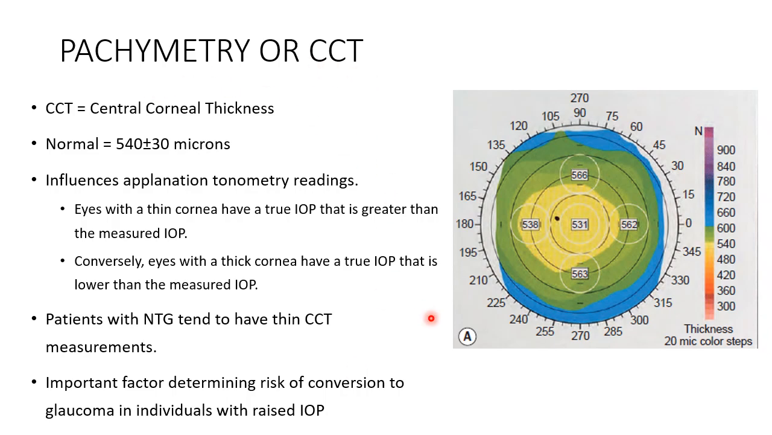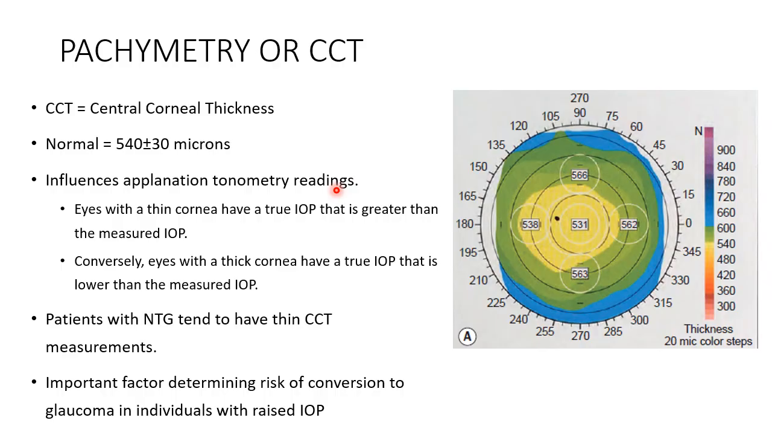Now, pachymetry or CCT, I told you, is important because it is a risk factor for development of open angle glaucoma. CCT corresponds to central corneal thickness. The normal central corneal thickness is about 500 to 550 microns, you can say. Now, why is it important? Because it influences applanation tonometry readings. A very thin cornea will give a falsely low reading of IOP.